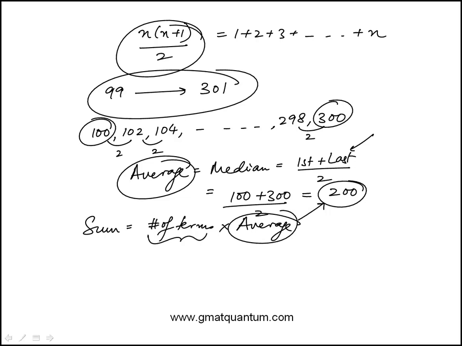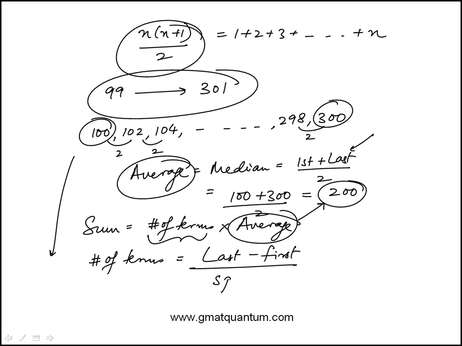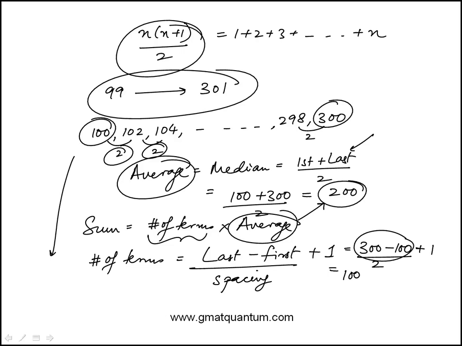Now I need to count how many terms there are. And there's also an expression for that. Again, I'm not going to go over that. The number of terms is last minus first over the spacing, meaning how far apart these terms are, plus 1. So in this case, the last is 300, first is 100, spacing is 2. They're all 2 apart, plus 1. So this is 200 over 2, which is 100, plus 1, 101. So that's the number of terms.